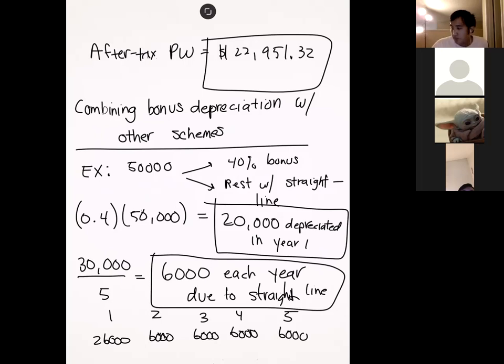Okay. All right. And so hopefully that kind of sets you up for how to do the last problem, because the last problem I think is exactly this. And so the last problem is a bonus plus a straight line method. Okay. All right. Any final questions on this before we wrap up for today?